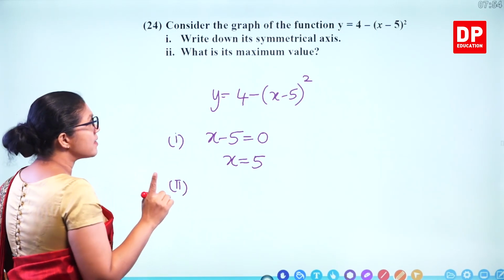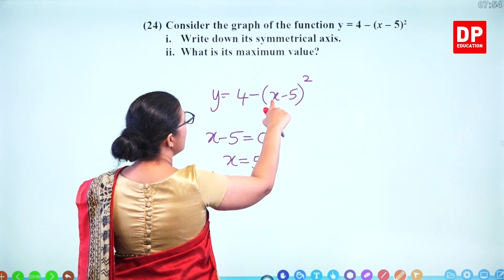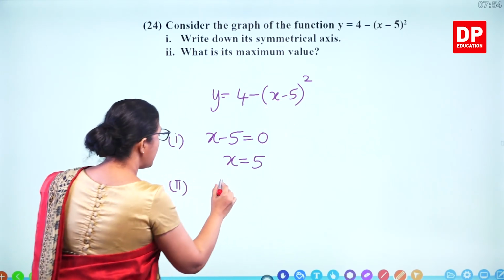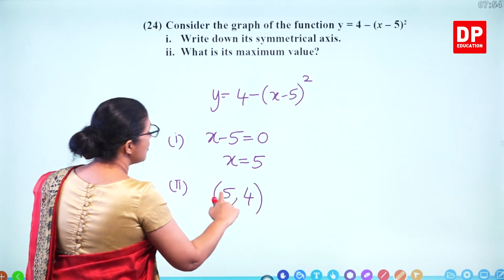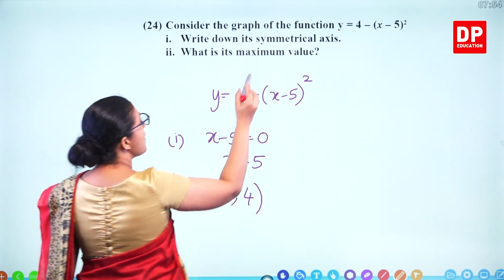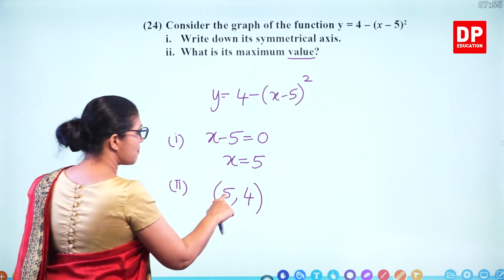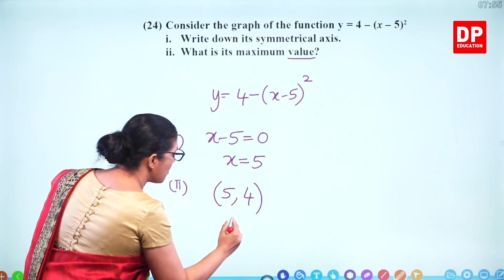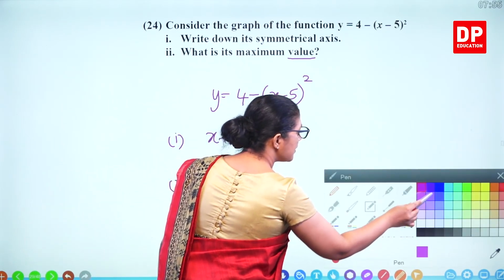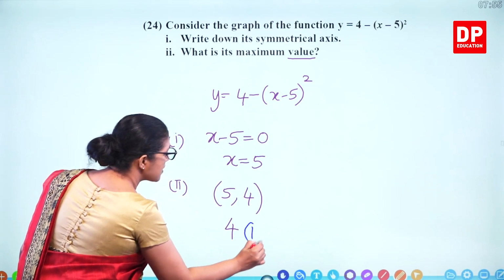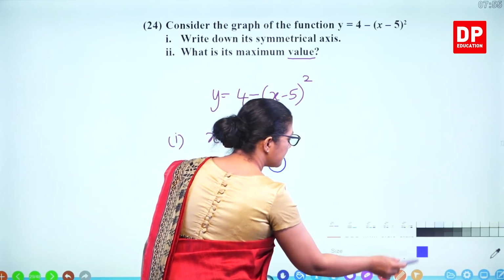And what is its maximum value? Here there is a minus sign, so you get a maximum. The x coordinate is 5 and the y coordinate is 4. But maximum value means we write only the y value. If it asks for maximum coordinates, we write both. Maximum value is 4. You get 1 mark for the maximum value and 1 mark for the symmetrical axis.